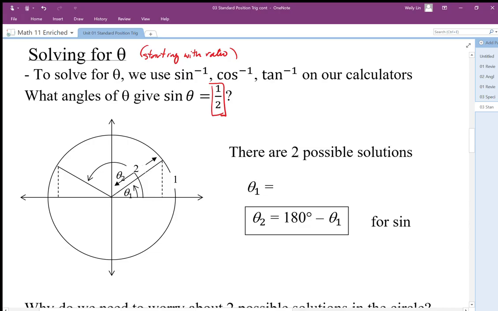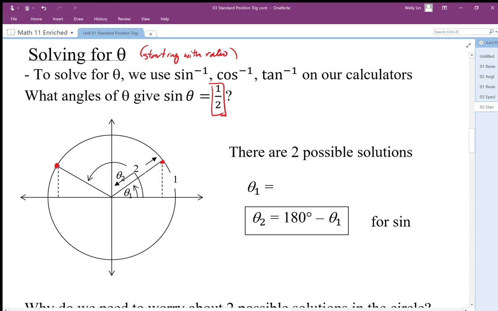But when I do this, notice that there are actually two positions that give me a vertical of 1 and a radius of 2. There's two different quadrants where the sine is positive, because remember, sine goes with y, and sine is positive in both of those quadrants. So there's actually two positions I have to account for.